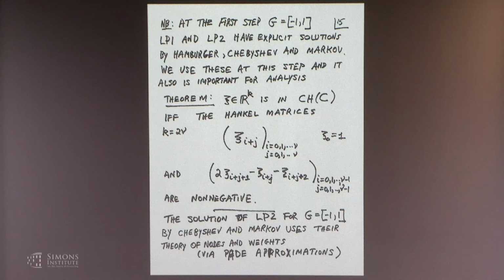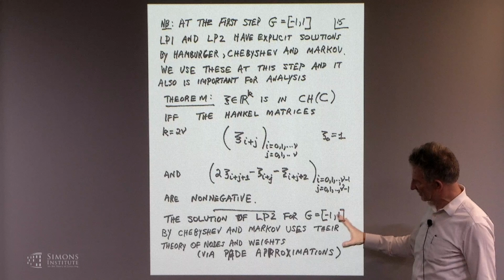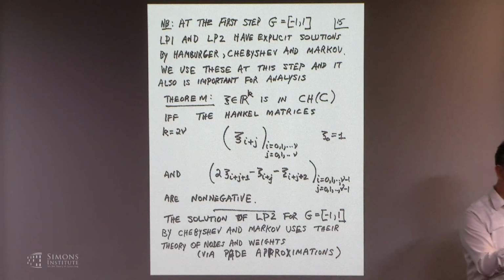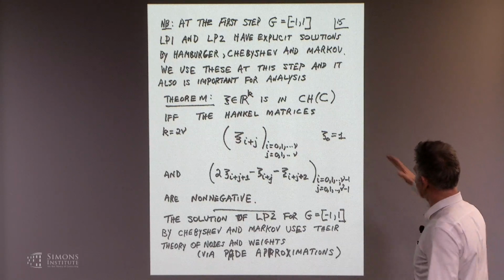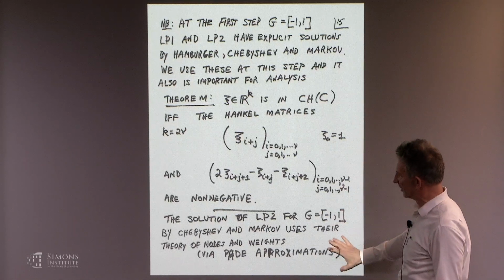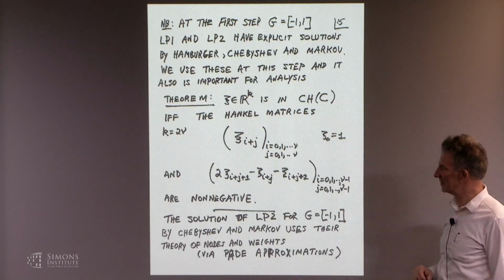Chebyshev solved that in step 1 ingeniously, completely solving that linear program explicitly using Padé approximations and this theory of nodes and weights, which involve half the number of variables. That's exactly correct. And so both of these linear programs, which in general we run, are run at step 1 using this much cleaner way of checking things.